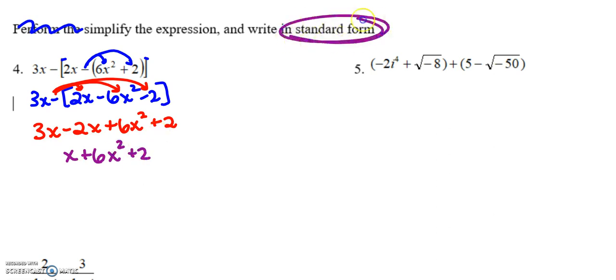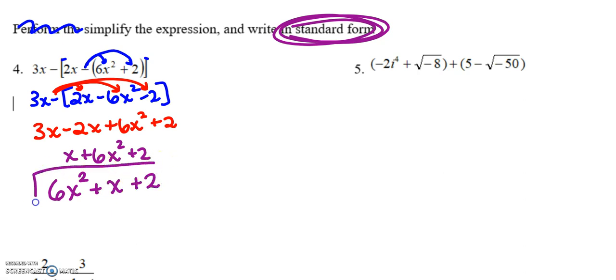But this says to write in standard form. Well, the standard form of a polynomial would take the highest degree, which is 2, and then write the degrees in remaining descending order.